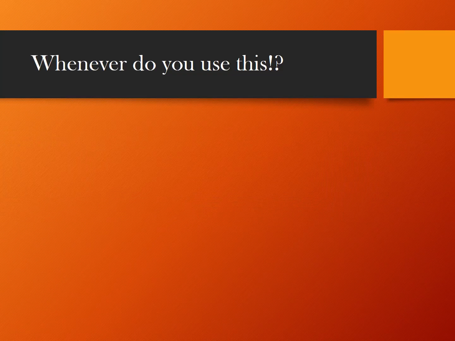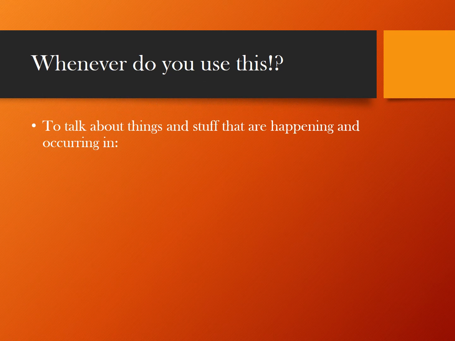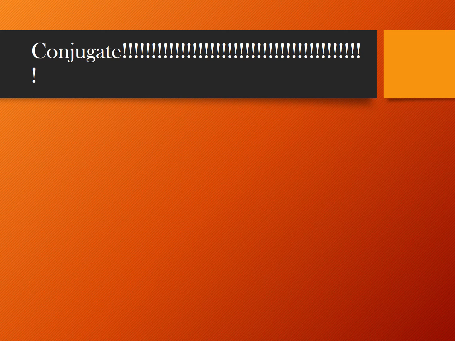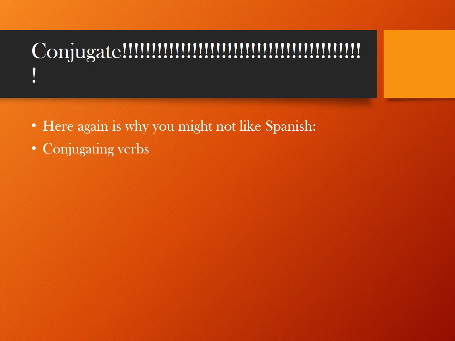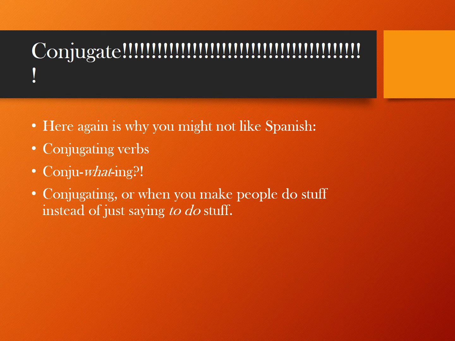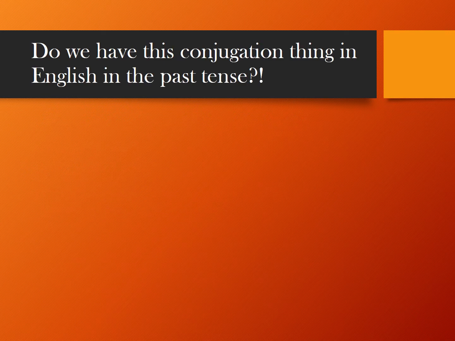What is the preterite, you may ask? Well, whenever you're going to talk about things that happen in the past, you use it in Spanish. Remember the lesson on the present? And the word conjugate, well, you're going to do it again. And again, does conjugation exist in English in the past tense like it does in the present? Yes.